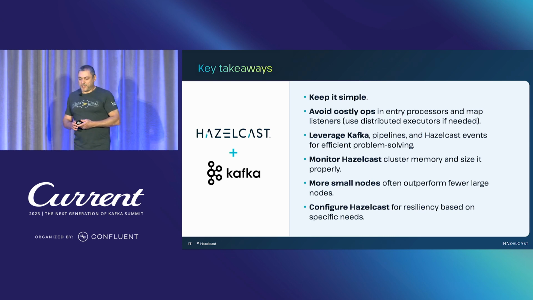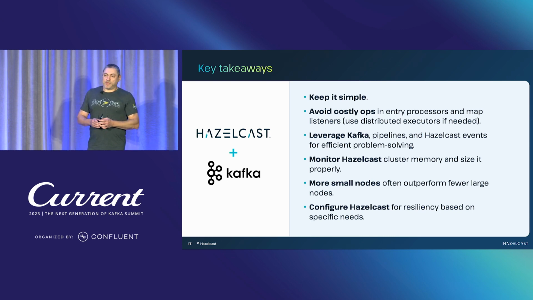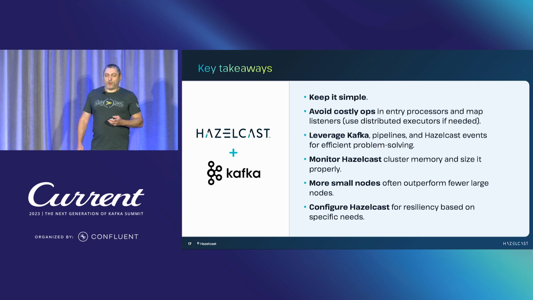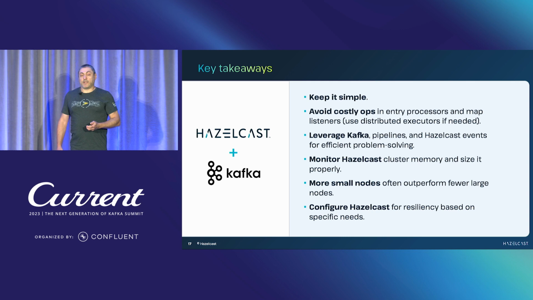A few recommendations or key takeaways. First, keep it simple. That's an important consideration because as your system grows and becomes more complex, it's easy to slow down the Hazelcast cluster when it consumes or when it publishes the data. So keeping it simple is important. Avoid costly operations. When you perform complex data transactions or transformations, it's better to use job executors or listeners that are offloaded from the partition threads, so you don't slow down the processing of the main flow.